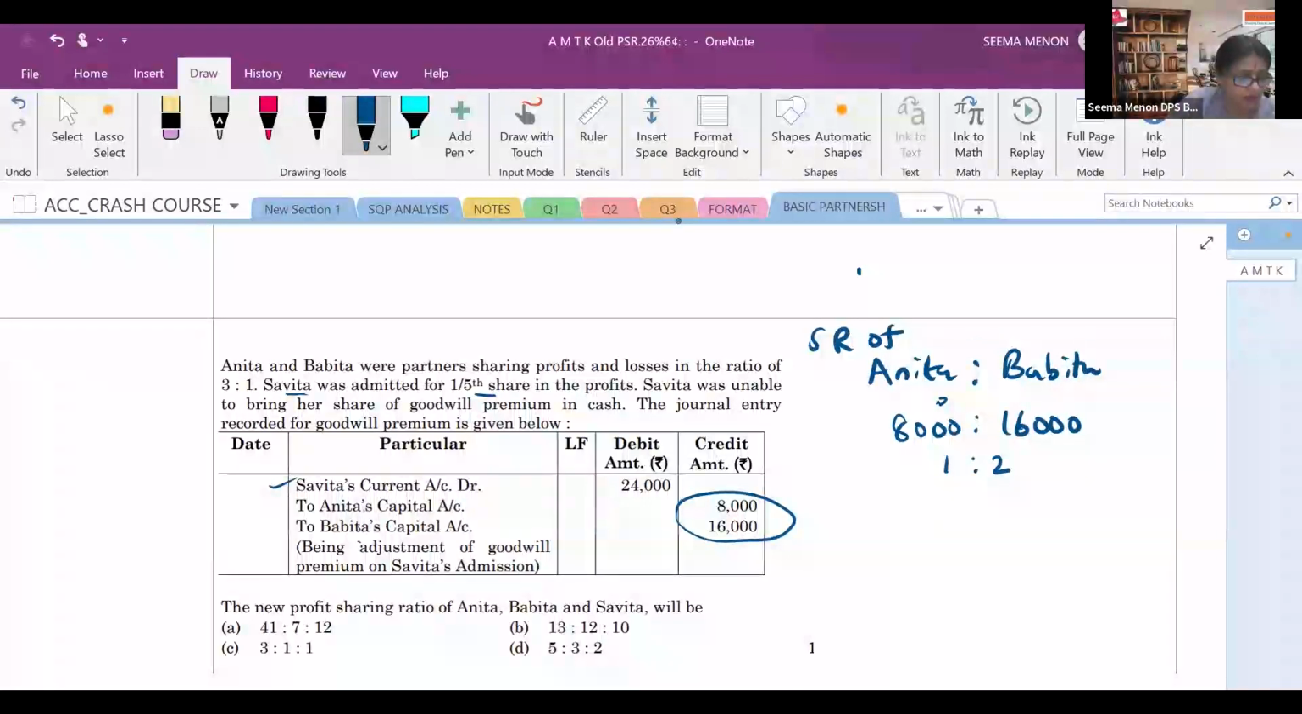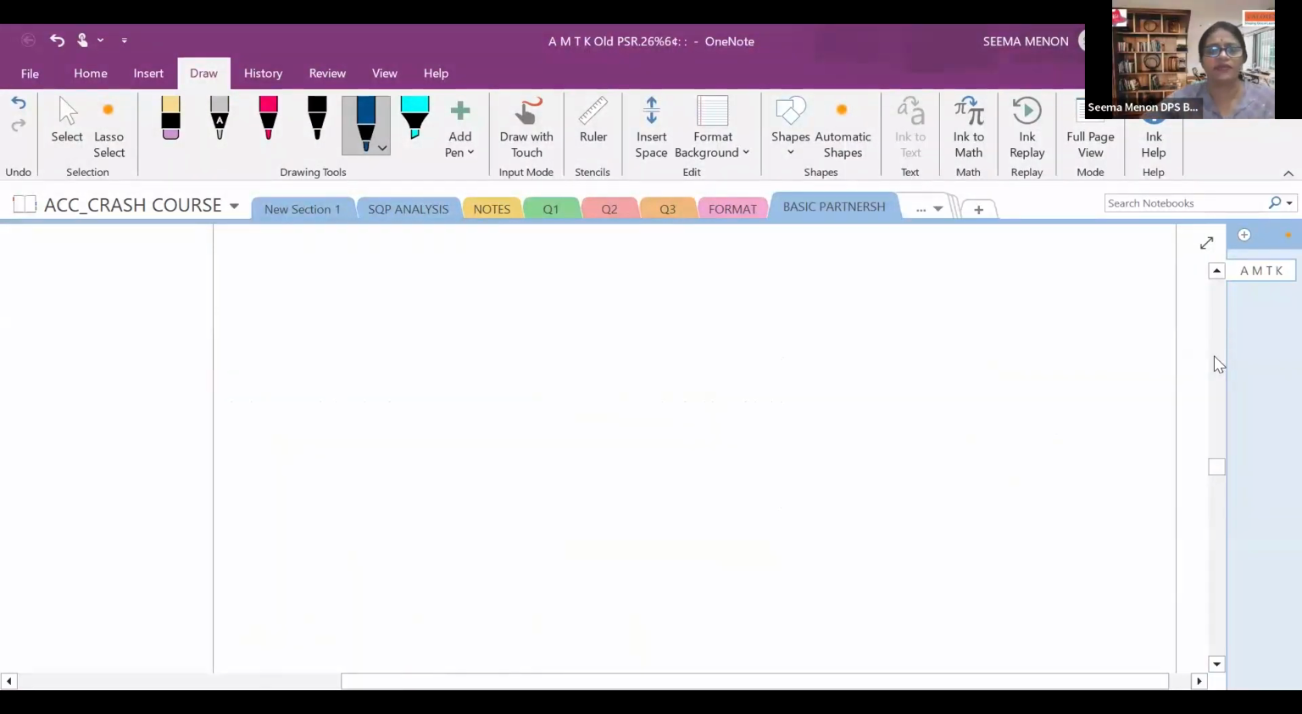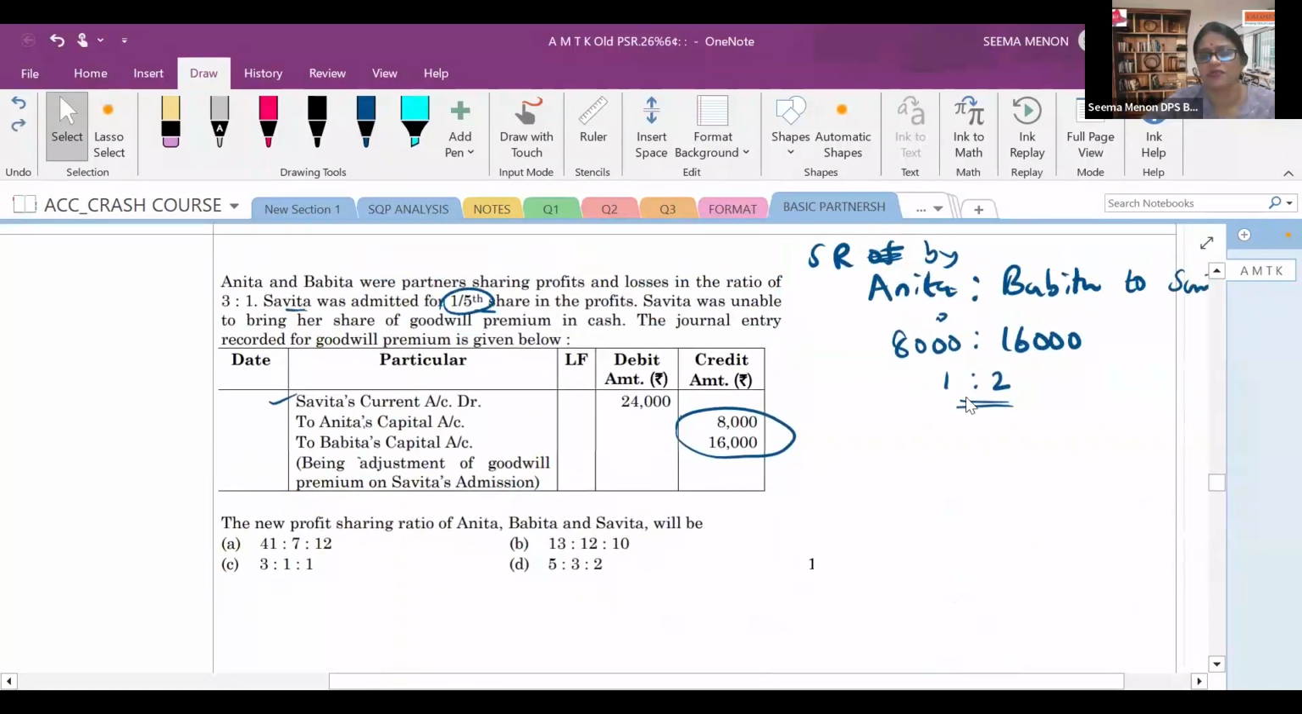Now, how to solve it? You can see that the new partner's share of profit is 1/5. They are doing the sacrifice in the 1:2 ratio. So this is the sacrifice by Anita and Babita to the new partner Savita. Whatever Savita's share is, this much portion means 1:2 portion will be given by Anita and Babita.